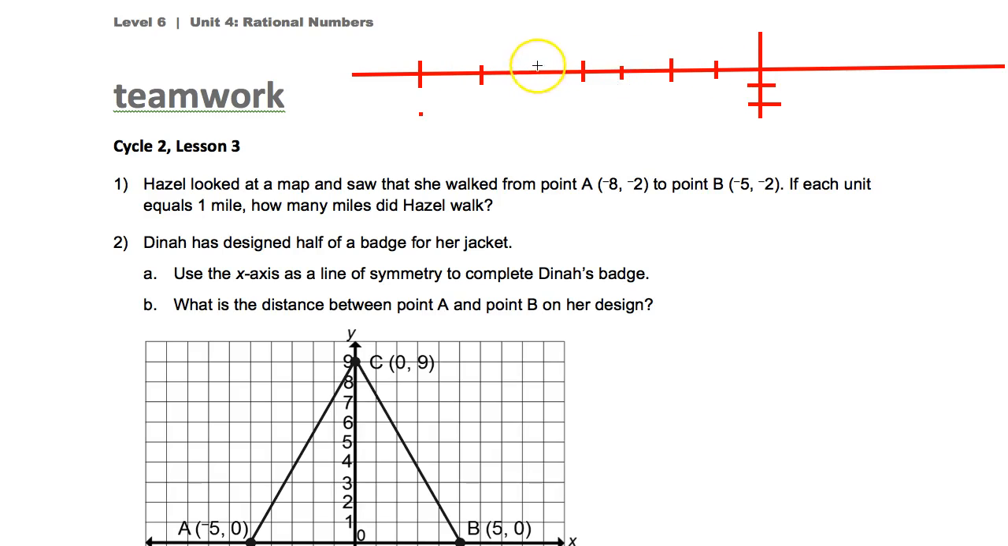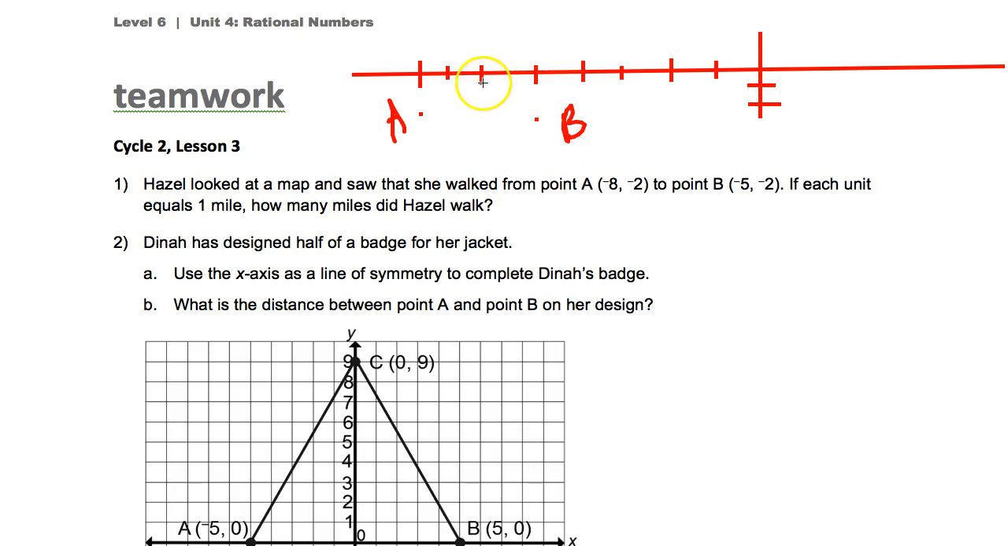Now this isn't drawn to scale, of course, but so here we have -1, -2, -3, -4, -5. And here is -1, -2, so it would be right about here. And this is -6, -7, -8. So when I make my model this way, it's not too hard to then look and see how many units separate point A from point B.